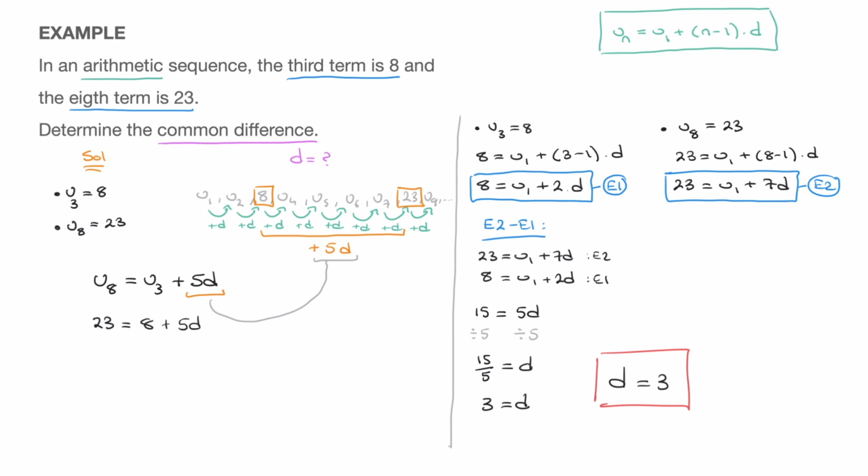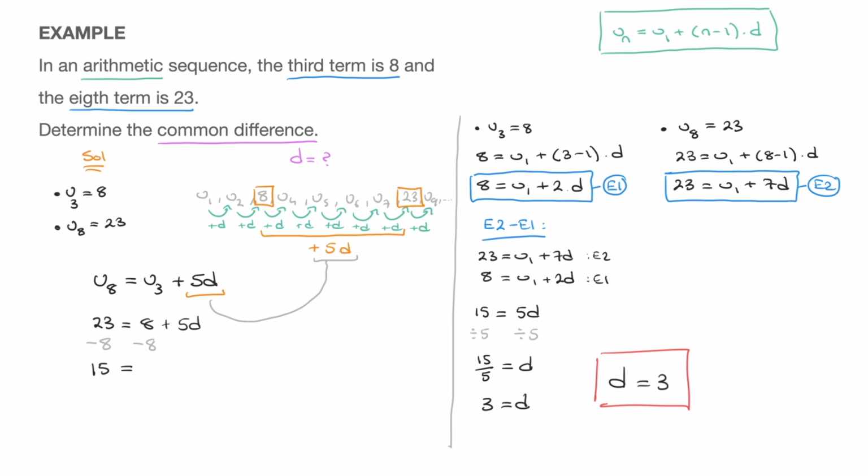And we can see here that we're left with an equation with one single unknown, which is d, which is exactly what we need to find. So all we have to do now is solve this equation. And for that, I'll start by getting rid of this 8 that's being added to the right-hand side, which I do by subtracting 8, and of course I do the same on the other side of the equation. And so on the left-hand side we have 23 minus 8, which is 15, and that's equal to 8 minus 8, which is 0, so we don't bother writing that, plus 5d.